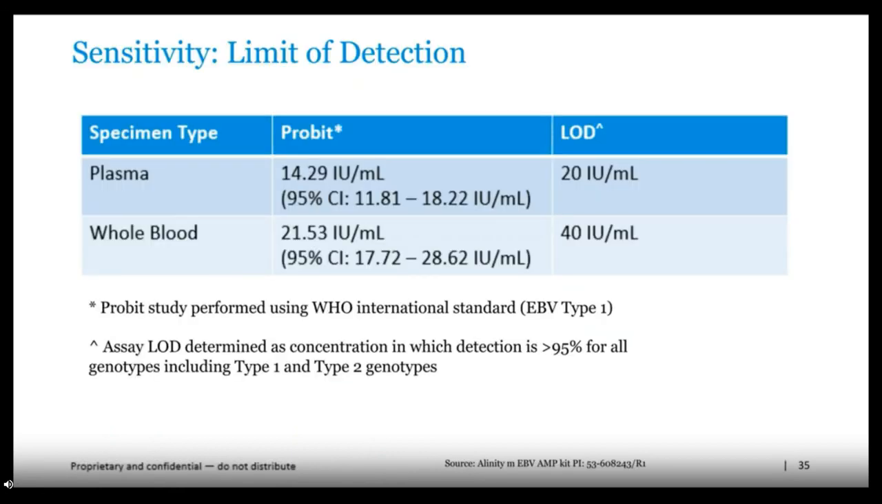Again, looking at the limits of detection, similar data done. The analysis was done two ways. When you look across the different genotypes of EBV, genotype 1 and genotype 2, the LOD is set at 20 international units per mL in plasma and 40 international units per mL in whole blood. Next slide.